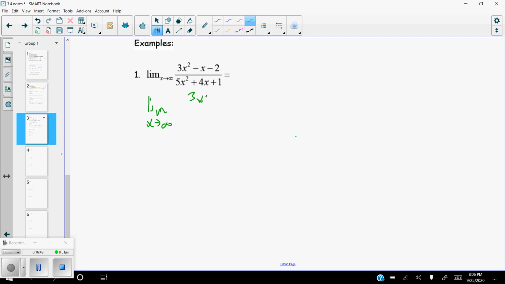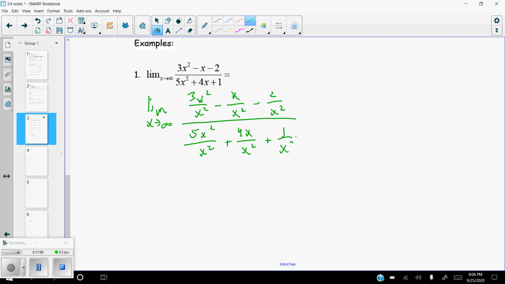So I'm going to get 3x squared over x squared minus x over x squared minus 2 over x squared, all divided by 5x squared over x squared plus 4x over x squared plus 1 over x squared. Okay, this seems like it's incredibly long and it's a lot of writing, but this is the process. So then we're going to simplify what we can. We can't really evaluate the limit as it stands right here with all this stuff going on.